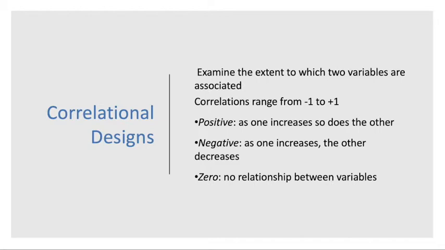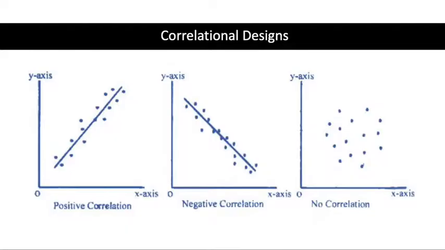As you increase your intake of alcohol, your coordination decreases. Okay, so there is a negative correlation here between alcohol intake and coordination. As one goes up, the other goes down. Okay, and then finally, it could be a 0 correlation. Like I said, the closer it is to 0, it means there's hardly any relationship or correspondence in the change of one variable with the other variable.